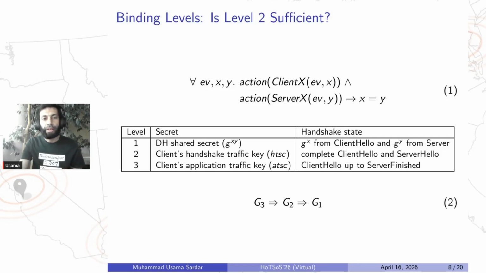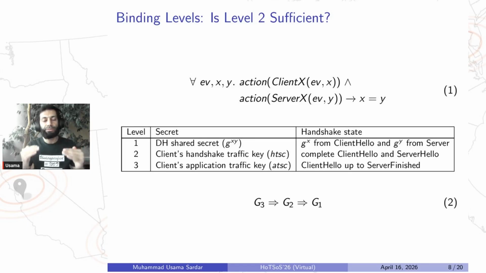So we define 3 different levels. The property is that if a client has accepted a connection with specific evidence and with a specific key X, and the server has also accepted a connection with the same evidence and potentially a different key Y, then the two keys should be the same. The client's perspective and the server's perspective of the keys should be the same. Now, what are these keys?